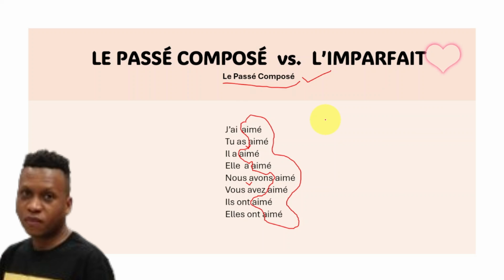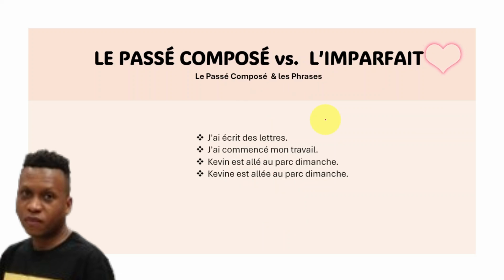Okay, so now we're going to use the sentences here. J'ai écrit deux lettres. So here we link it. If you say it like this, it's okay. J'ai commencé mon travail. Kevin est allé au parc dimanche. Here we kind of link it. Kevin est allé au parc dimanche.